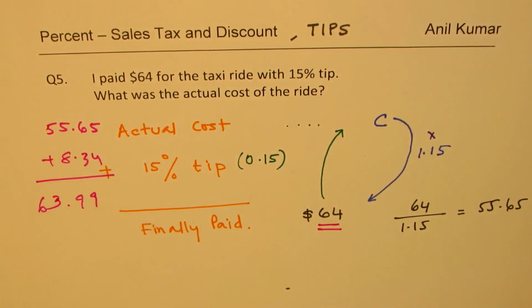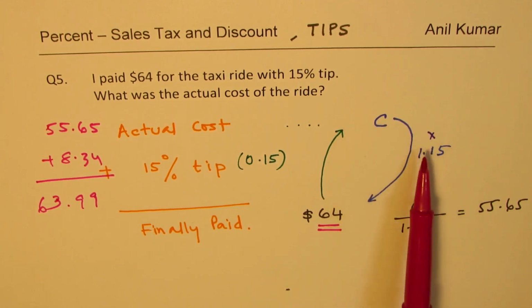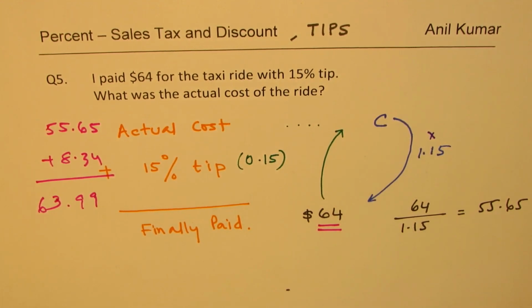That is because of the rounding. So we do get the answer. So the idea here is, when we are going back, we have to do division, right? We know we are looking for a smaller value there. So you'll divide by 1.15 to get that answer. Does that make sense to you? So that is how you could easily get your answer.